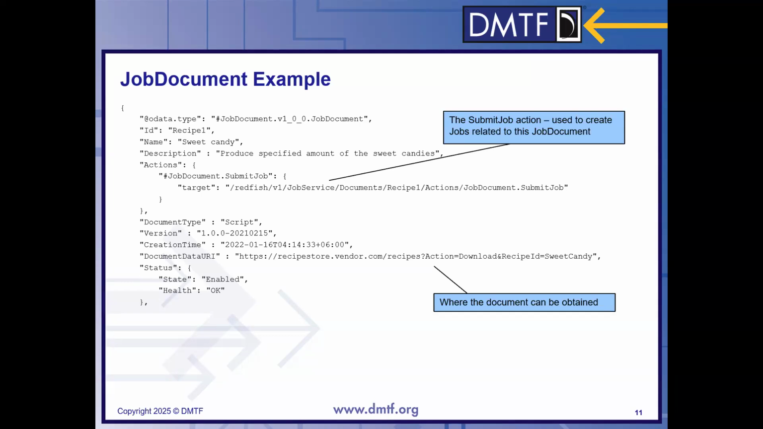There are also a couple of different properties for showing metadata about the job. What type of document is this? What's its version? If I want to go look at the document itself and understand what workflow is involved, I can potentially download it.